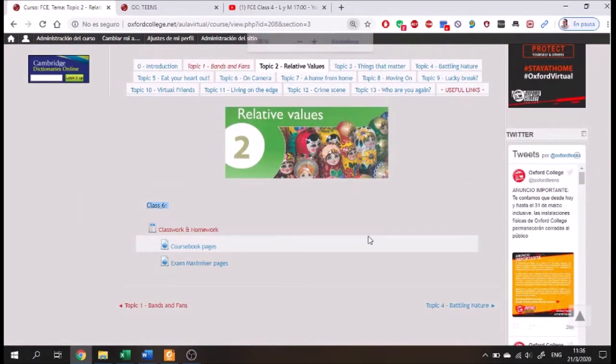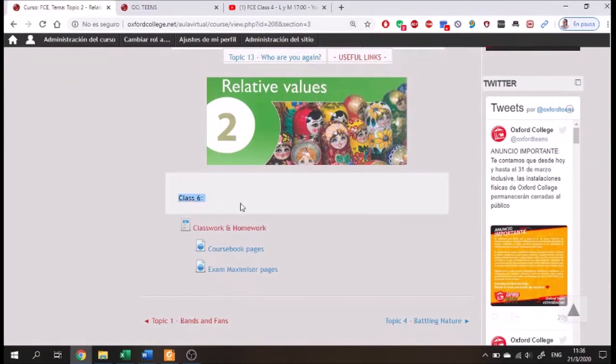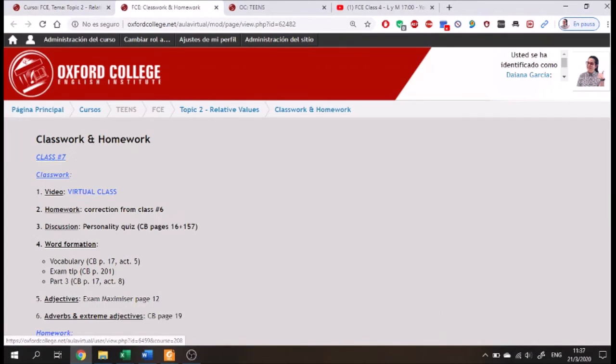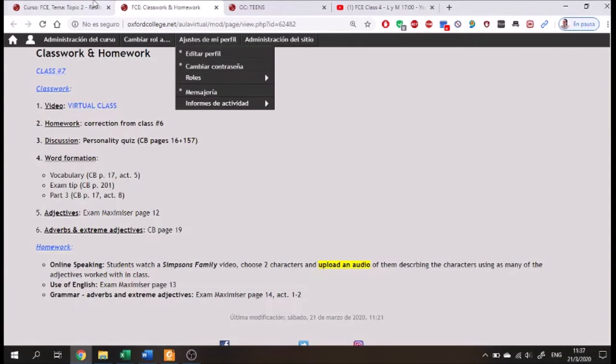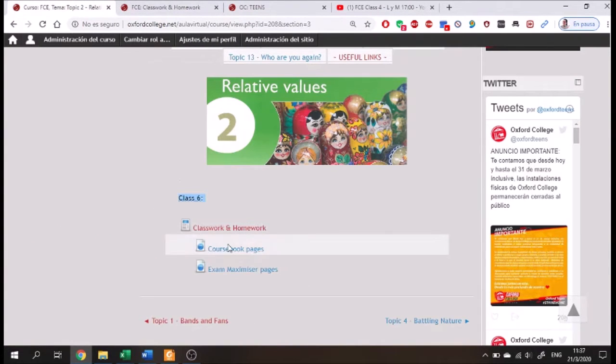As we have been doing, in class number six, that is today's class, you have the detail here of everything we are going to be doing. This is everything we are going to be doing today. We are going to be working on a personality quiz, word formation, adjectives and adverbs, and this is going to be homework for today. Of course, you have got the resources we are going to have because many of you don't have the book yet.